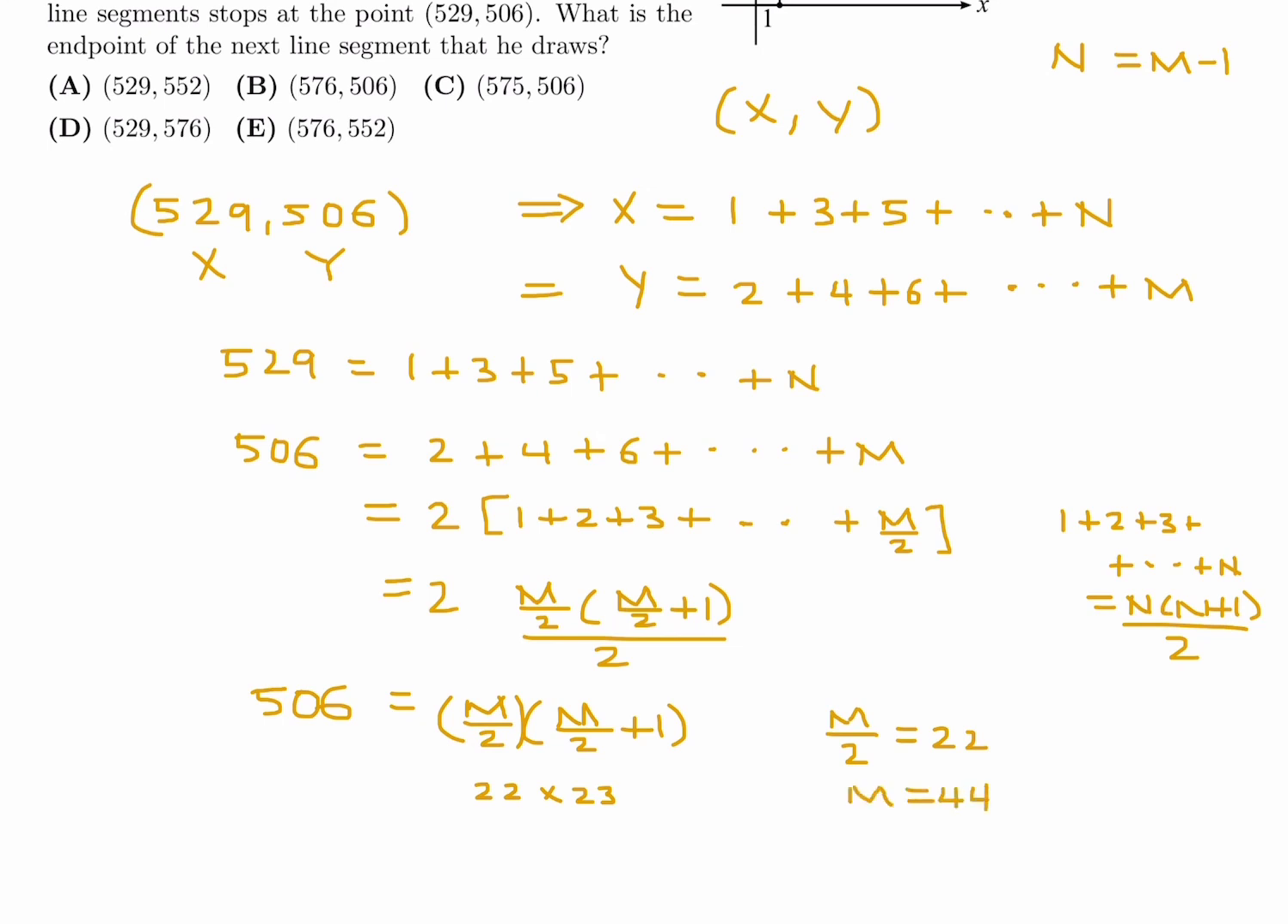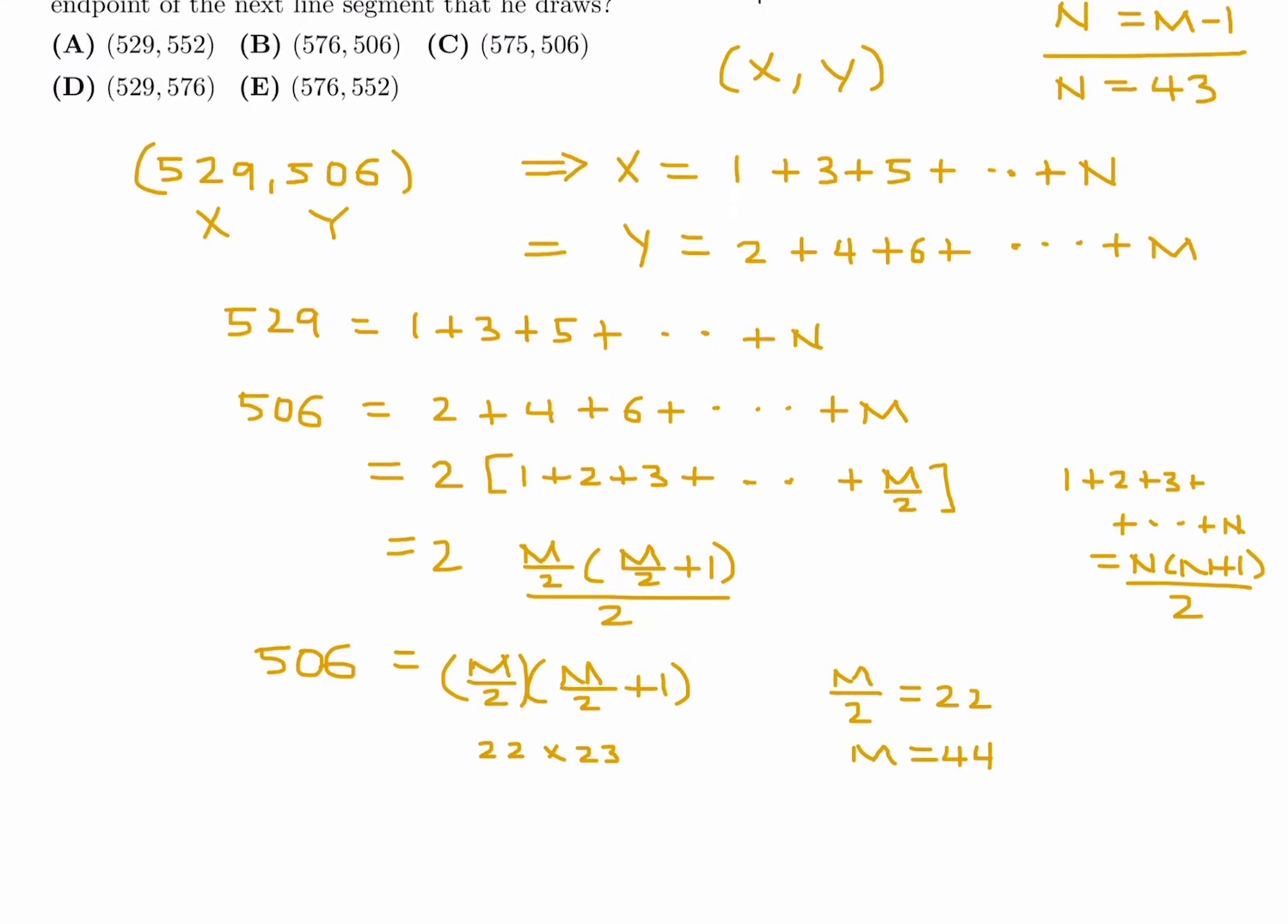Perfect. All right, now go back. Remember in the beginning I said that n is 1 away from m. So if m is 44, n is perhaps 43. So now I've got to go back to this formula and figure out what is x.